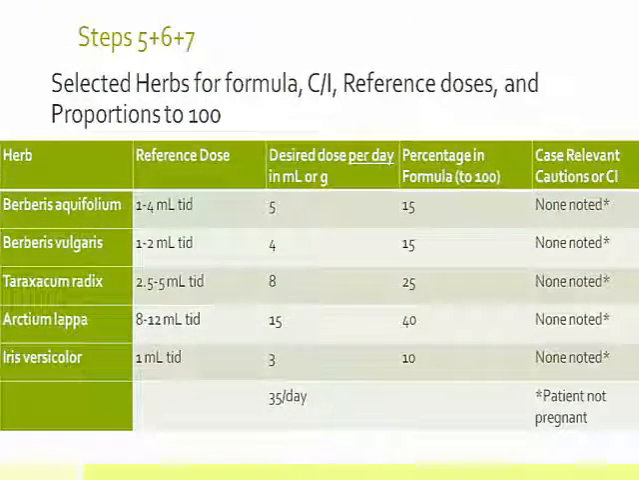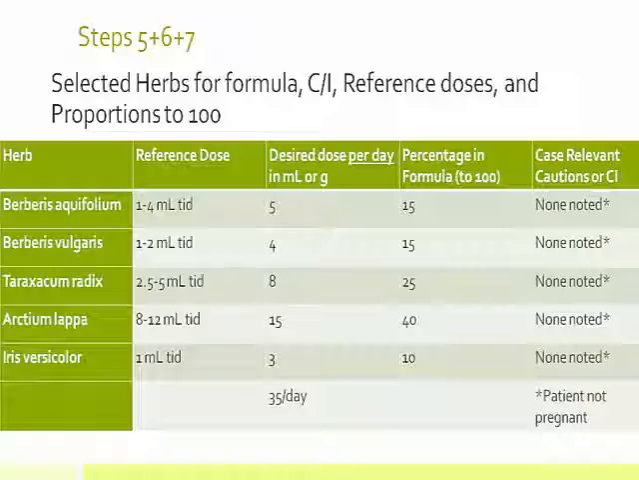Now we get into some numbers and we start to talk about how to proportion some of this. So what we've done here is we've looked up the reference doses. Here they are. You can find these. They're pretty easy to come by. And you can see they've all got a range. In the second column, what we're looking at is proportionally how to do that.